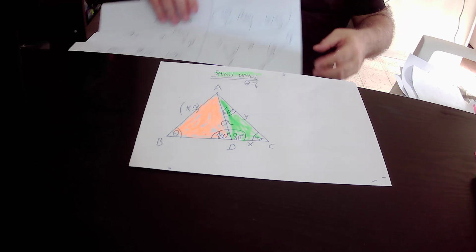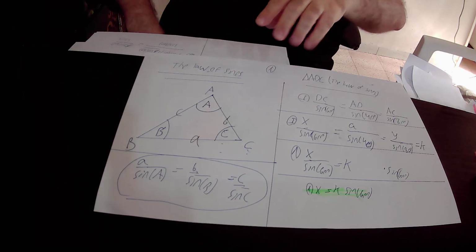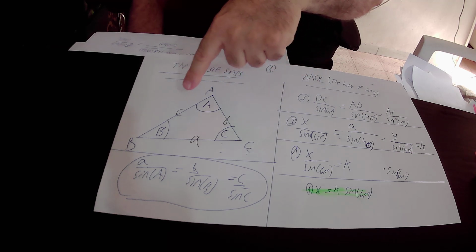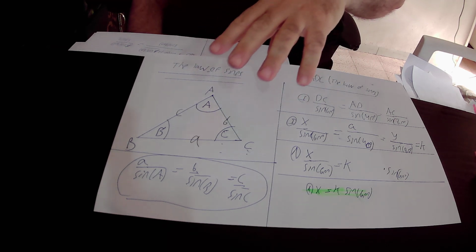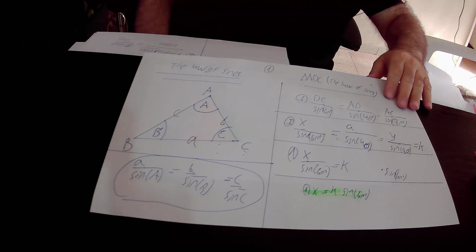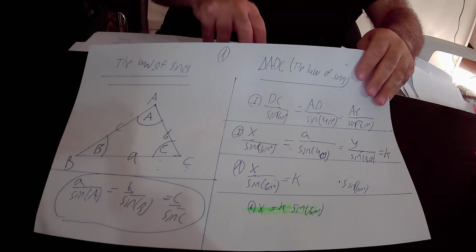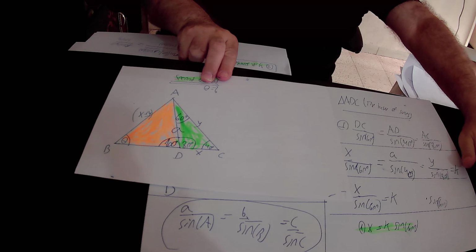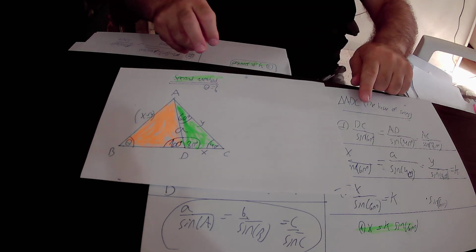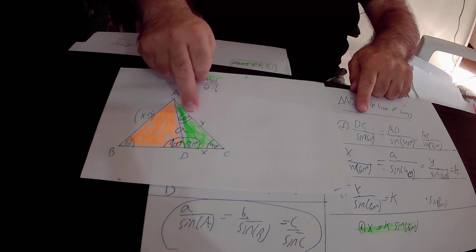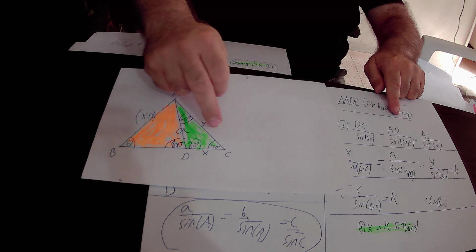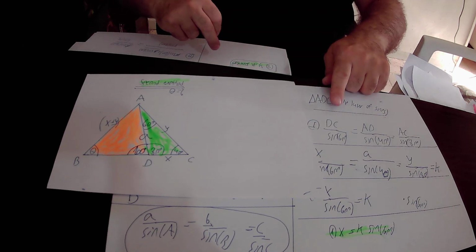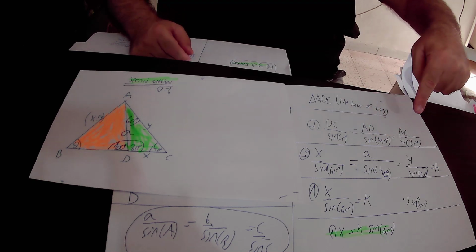Then I presented to you the law of sines. According to the law of sines, a over sine A equals b over sine B equals c over sine C. And this equation is true in any triangle. Then we implemented the law of sines in the green triangle, triangle ADC. According to the law of sines, we get that DC over sine 60 degrees equals AD over sine 40 degrees equals AC over sine 80 degrees. DC equals x, AD equals a, and AC equals y.